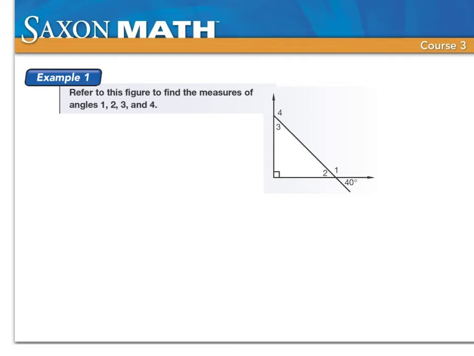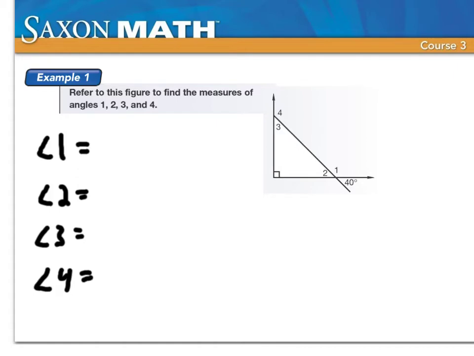Example 1 says, refer to this figure to find the measures of angles 1, 2, 3, and 4. Okay, so we need to figure out what angle 1 equals, what angle 2 equals, what angle 3 equals, and what angle 4 equals. Well, the first one that I see is going to be the easiest is angle 2. Because I look right here, and this angle's 40 degrees, and I know that angle 2 has to be 40 degrees.